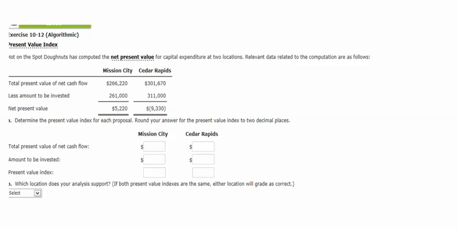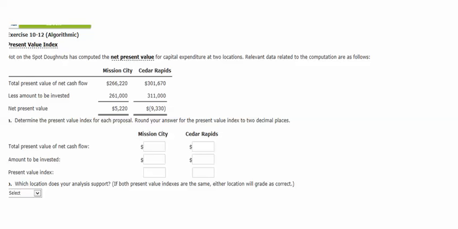We have Mission City and Cedar Rapids. Total present value of the net cash flows, $266,220, $301,670, less the amount invested, and then we have our net present value. So here we have the net present value. That's just like we just did in the previous exercise. We can see Cedar Rapids has a negative number. Right there, that's going to throw up a little alarm in my mind because I don't like to see negatives. I'd be looking more at the positive.